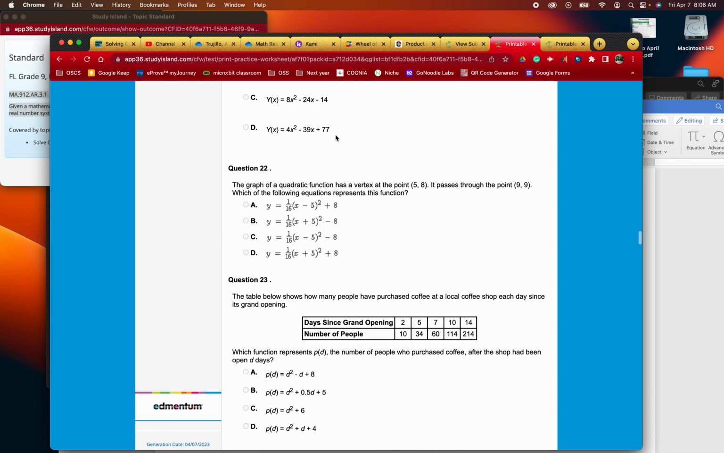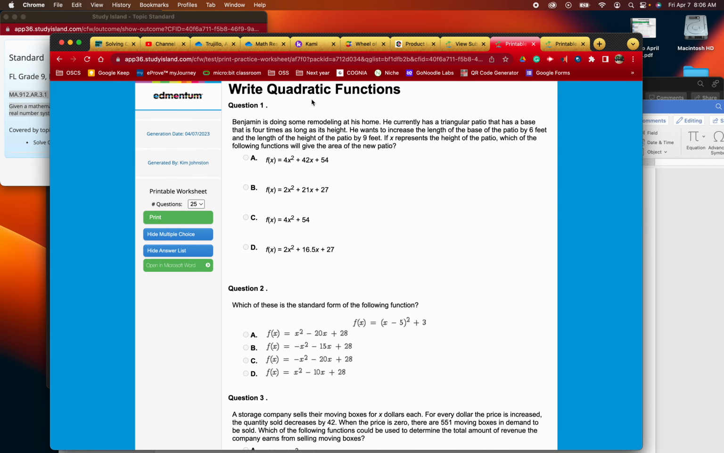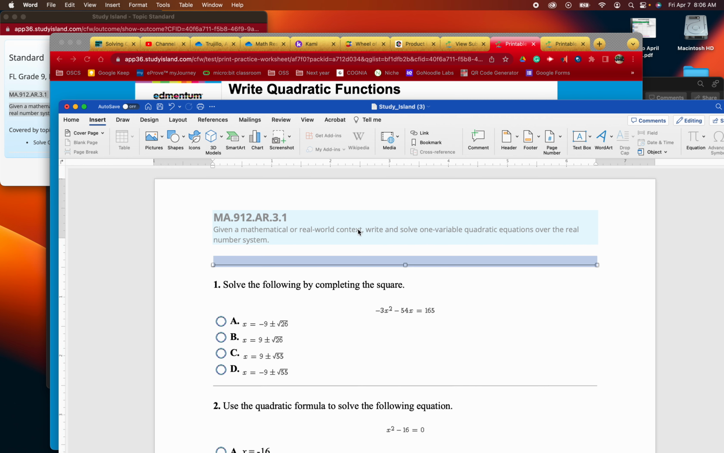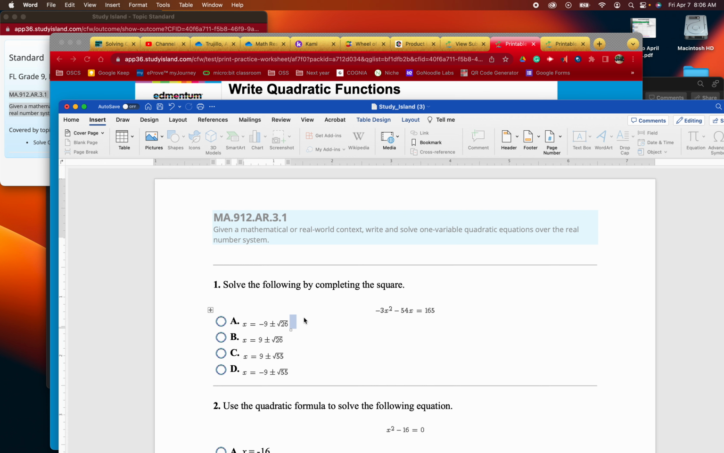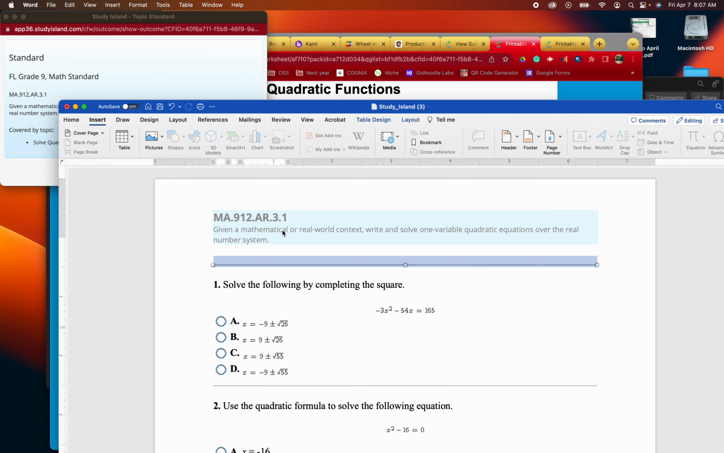When I pulled them into Word, I knew this was writing quadratic equations or functions because I'm the one that pulled it. But if I save this for next year, I'm going to forget what this file was. This one was actually solving one variable quadratic equations over the real number system. So I pulled the standard that it went with. When I clicked this, it showed me the standard it went with. I put this in my header.